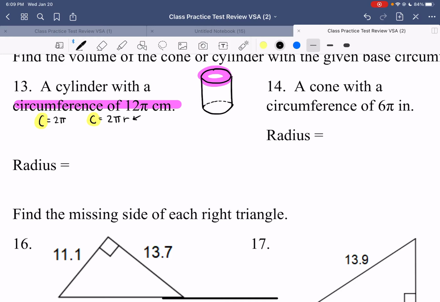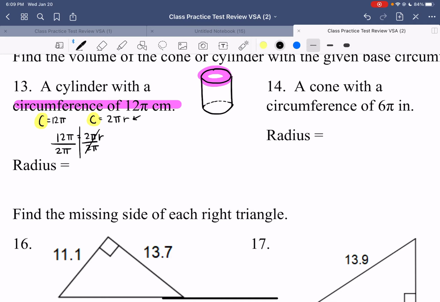So if we have 12 pi equals 2 pi r, we now only have one unknown variable, which is the radius, so we can do a simple one-step equation by dividing both sides by 2 pi to keep it balanced.